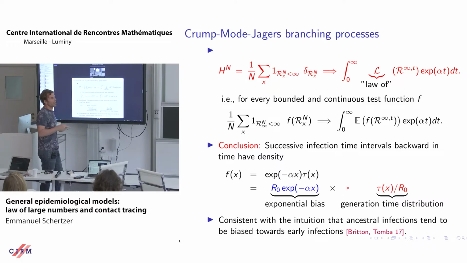So the first take-home message is that if you want to have an estimation for the generation time distribution, you have to be a bit careful when you look at contact tracing data, because of this exponential bias. So you need to debias the estimations that you get out of contact tracing data, and this has been discussed in a rather recent article by Britton and Tomba in 2017, if you're interested.